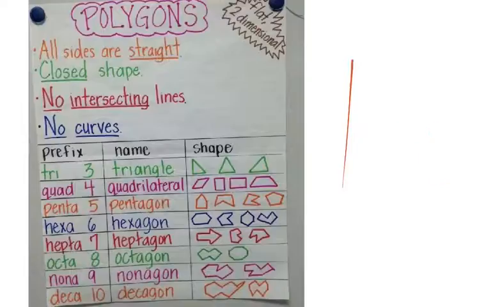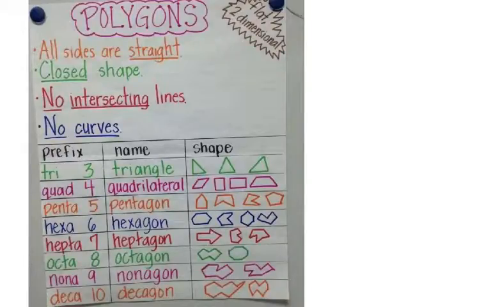But you may have a three-sided shape, which would be a triangle. I'll give you some examples. A four-sided shape, that would be a quadrilateral. You can have a five-sided shape, that would be a pentagon. A six-sided shape would be a hexagon. A seven-sided shape would be a heptagon. You see some examples of those.